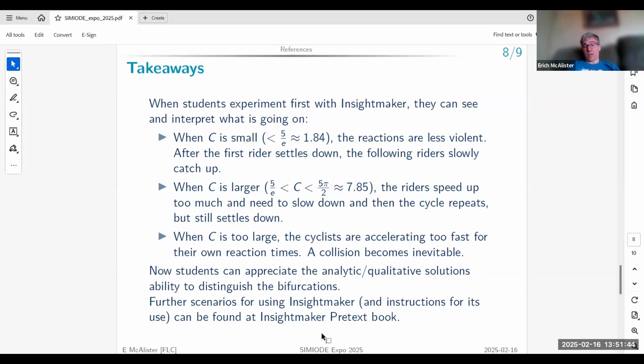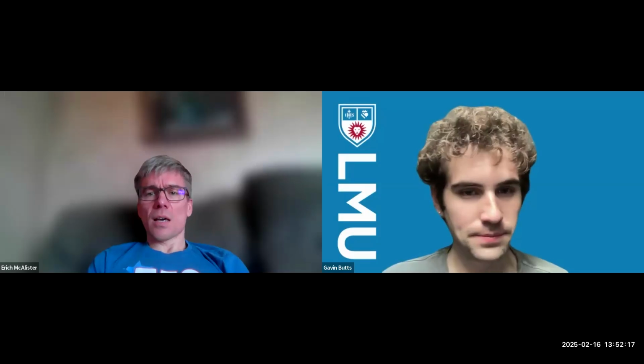So now I'm going to open it up to questions. The last thing I'm going to do is put this into the chat as well. This is the PreTeXt book that I use to get students up to speed on using Insightmaker to do differential equations.